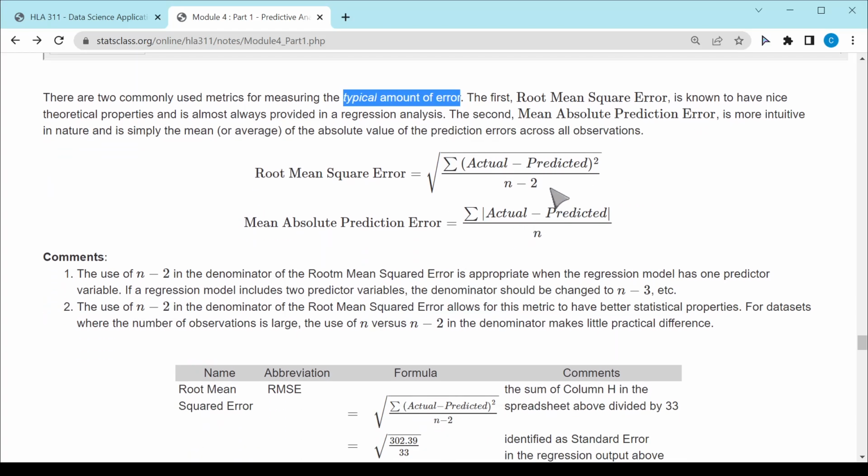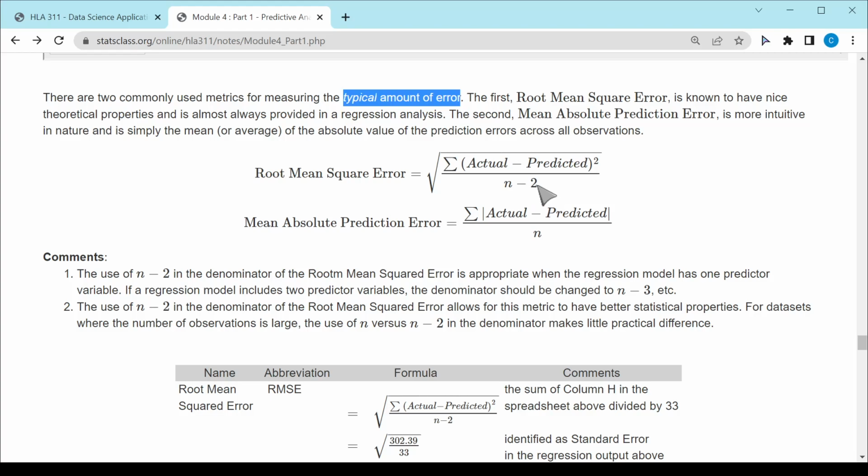Now there's a slight variation between these two things. The n-2 here is used in the root mean square error, whereas just n is used in the mean absolute error. And the reason is that the root mean square error is a metric that has better statistical properties than the mean absolute prediction error. And one of the things we have to do to allow it to have better statistical properties is not to divide by n, but to divide by n-2.